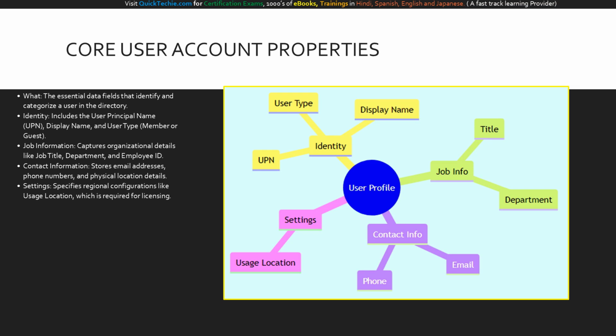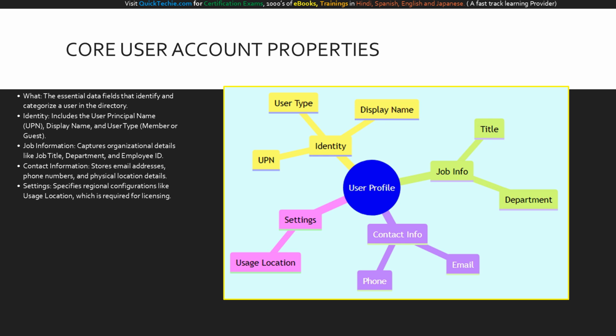What are they? They are the essential data fields that identify a user. Looking at the identity bullet, this includes the user principal name, display name, and the user type, which determines if they are a member of the organization or a guest. Next is job information. Here, we capture organizational details like job title and department. This data is crucial for automated processes later on.